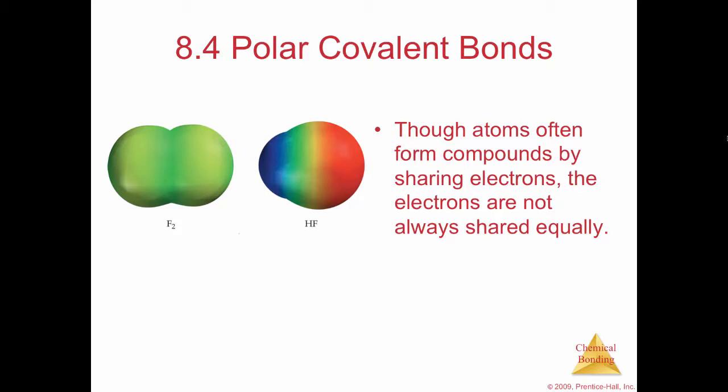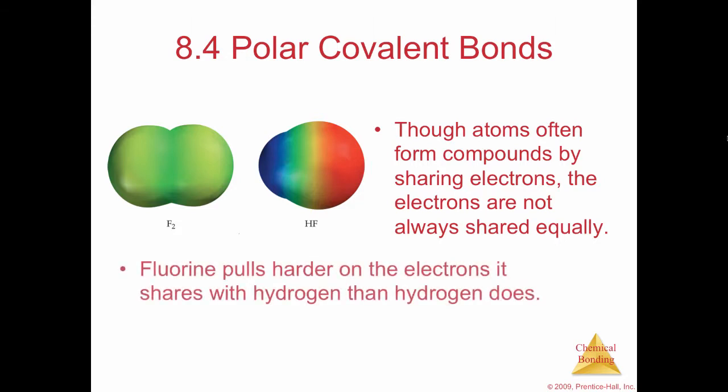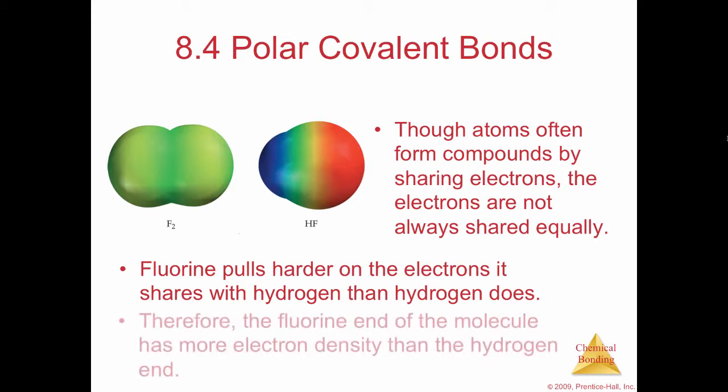8.4 Polar covalent bonds. Though atoms often form compounds by sharing electrons, the electrons are not always shared equally. Fluorine pulls harder on the electrons that it shares with hydrogen than hydrogen does. Therefore, the fluorine end of the molecule has more electron density than the hydrogen end.